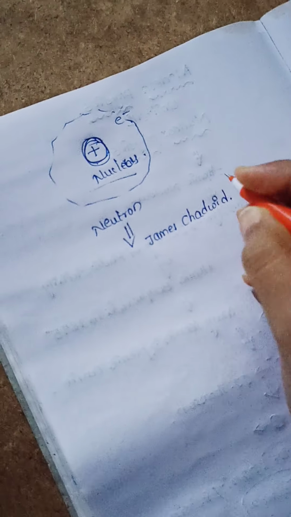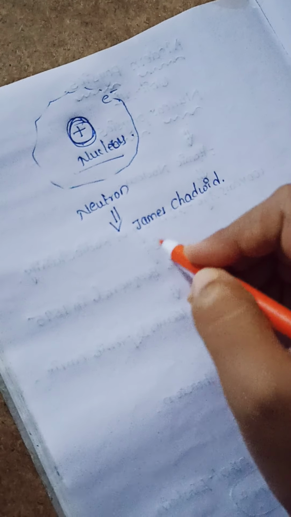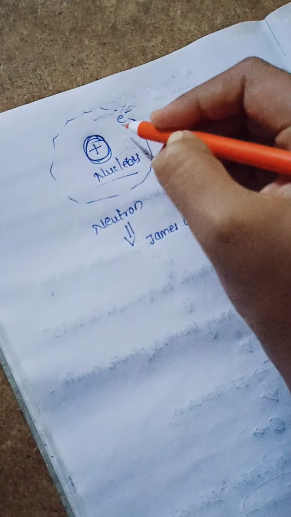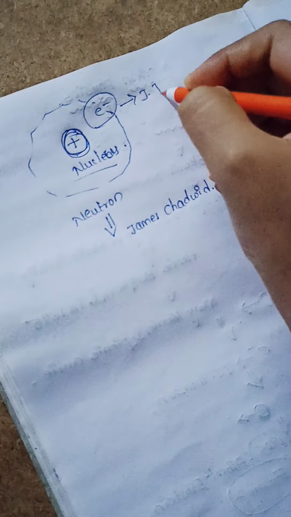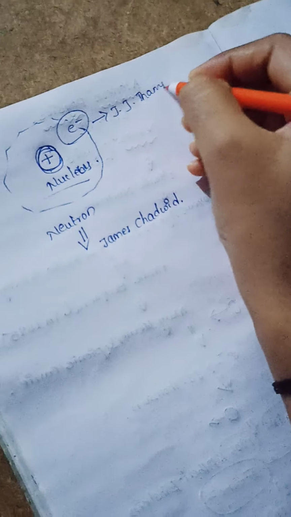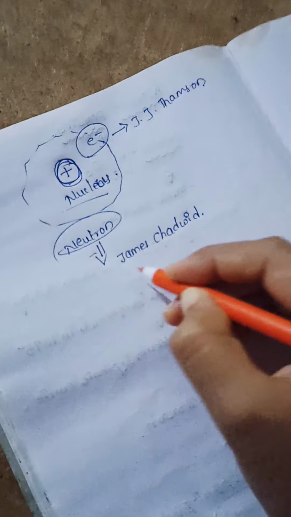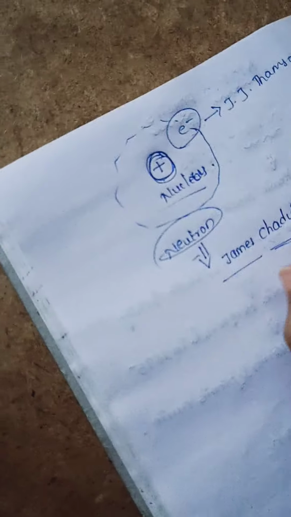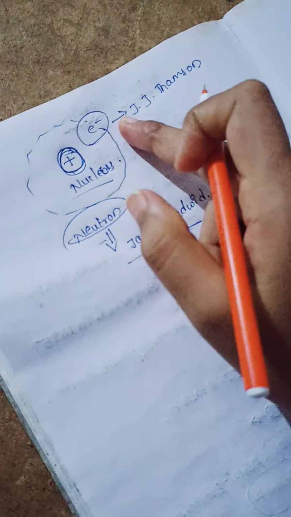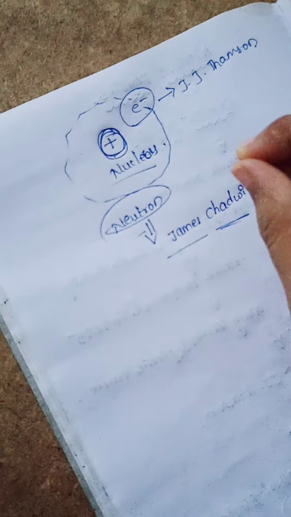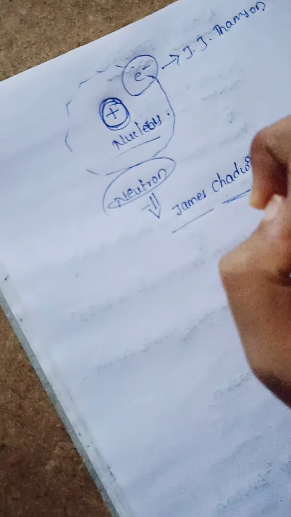Very important, you have to remember the names of the scientists who discovered the fundamental particles. The electron was discovered by J.J. Thomson, and the neutron was discovered by James Chadwick.